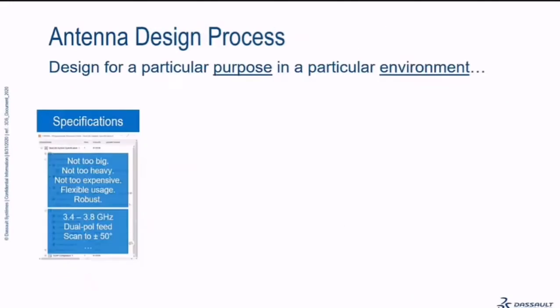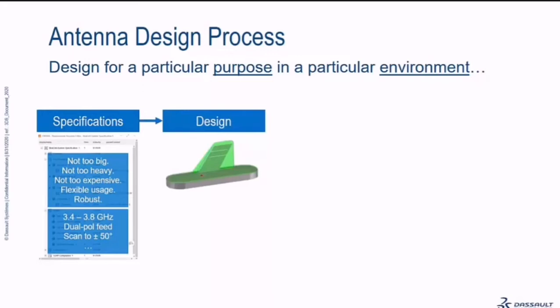But let's talk a bit about antennas. First of all, we're designing antennas with a particular purpose and environment in mind. And those lead us to specifications. We have to start with specifications, which could be qualitative or could be quantitative. So qualitative being, it mustn't be too heavy, it mustn't be too expensive, it should allow flexible usage, whatever that means, but qualitative as well. So we need a frequency range and a polarization. We need scanning characteristics and a whole bunch of other numbers that we have to assign to the antenna performance at the end of the day.